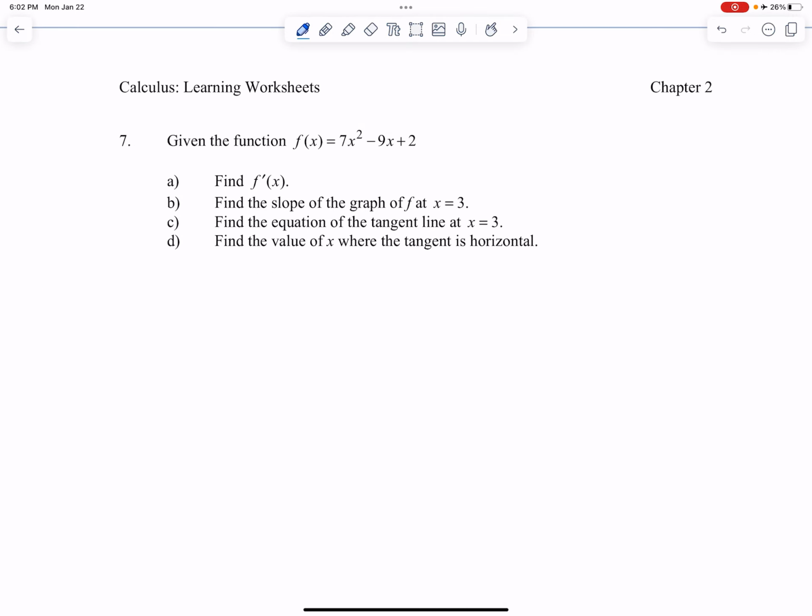Okay, given the function f of x equals 7x squared minus 9x plus 2, find f prime, find the slope of f at x equals 3, find the equation of the tangent line at x equals 3, and find the value of x where the tangent is horizontal. Okay, so we're looking at some specific areas of this graph. Let's start with A. We want f prime.